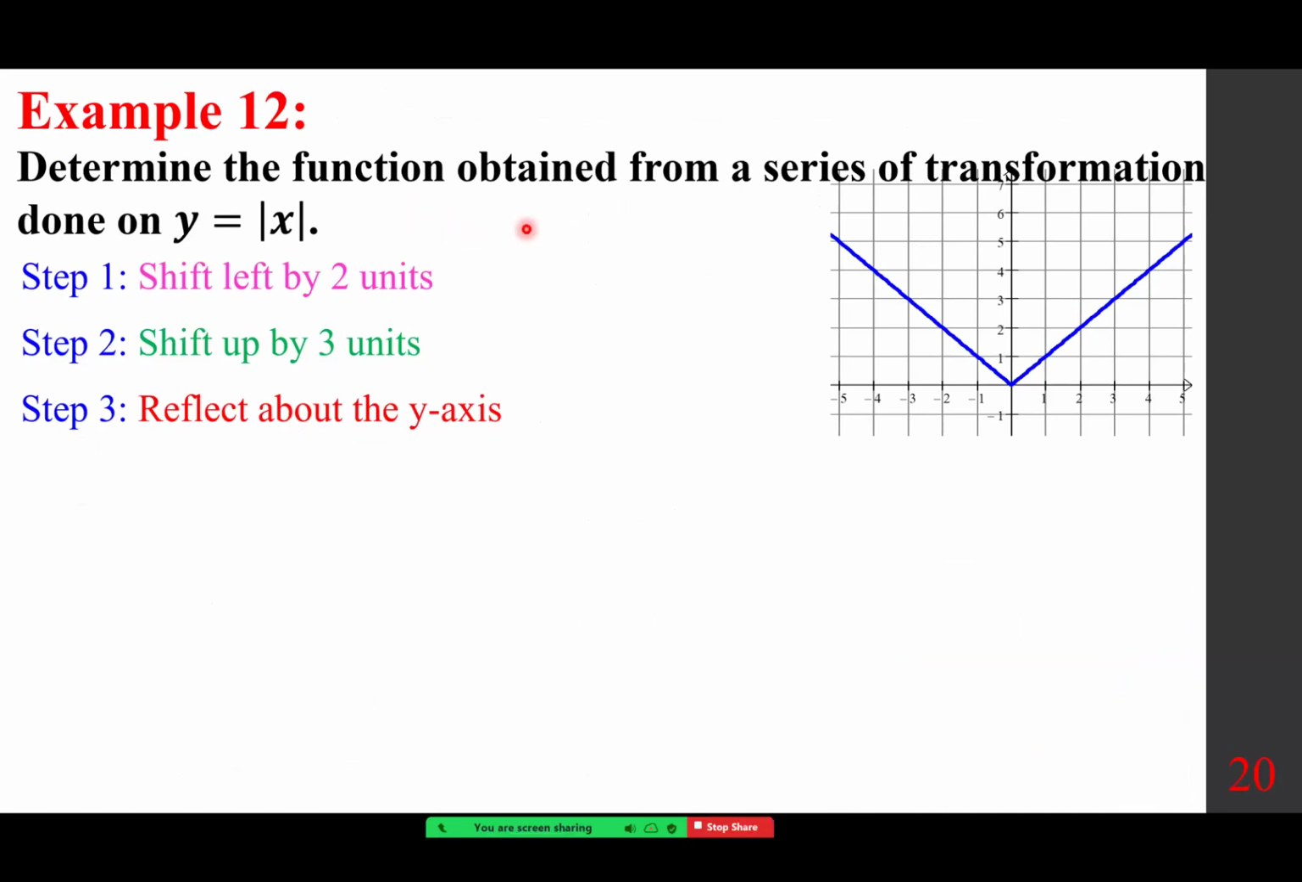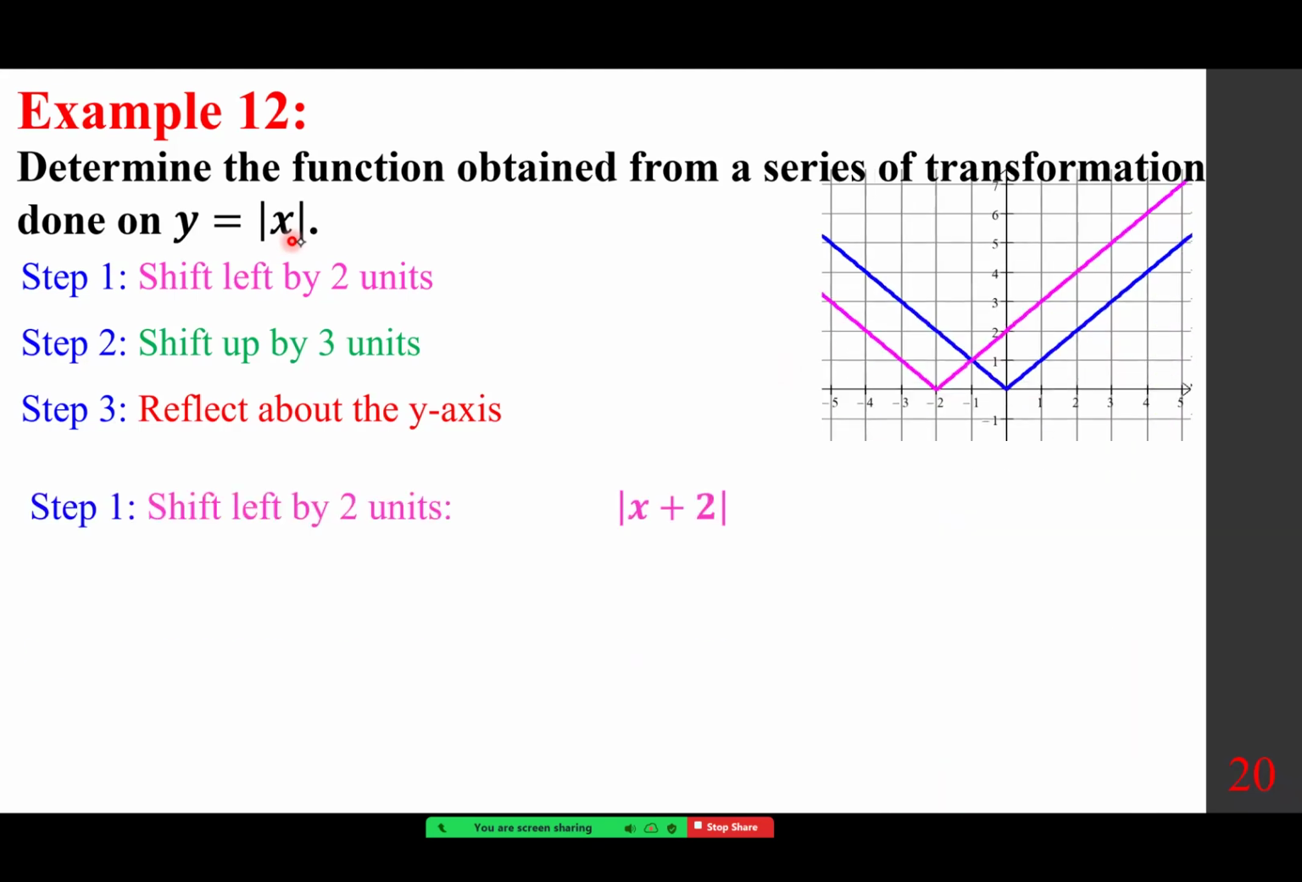Determine the function obtained from a series of transformations done on y equals absolute value of x. Step 1, shift left by 2 units. So we are going to take this and move it to the left by 2 units. So it becomes absolute value of x plus 2. So it looks like that. One easy point: look at 0, 0 becomes minus 2, 0.